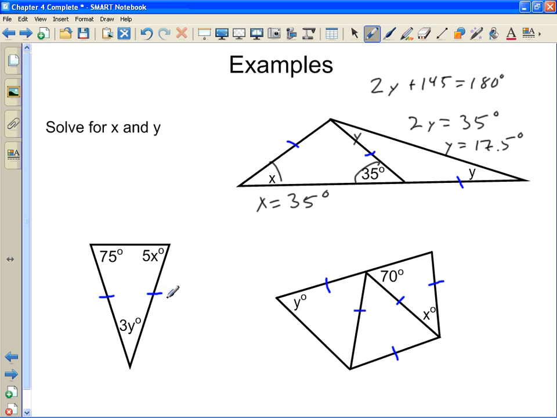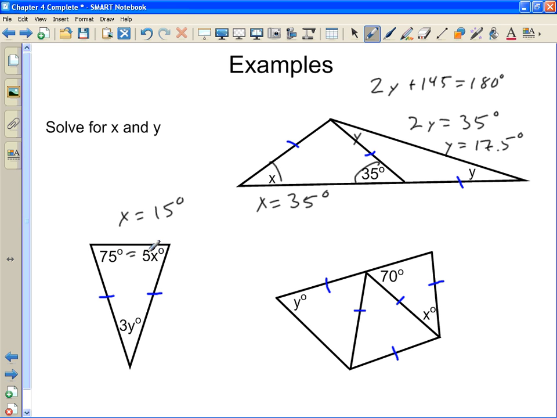Now here, if I try to use my triangle sum theorem and say that 5x plus 75 plus 3y equals 180, I've got 2 variables, and I'm not going to be able to get anything from that. But if I use my base angles theorem, these sides are congruent, so these angles are congruent. I can just say that those are equal. If I divide by 5, I'm going to know that x is 15 degrees.